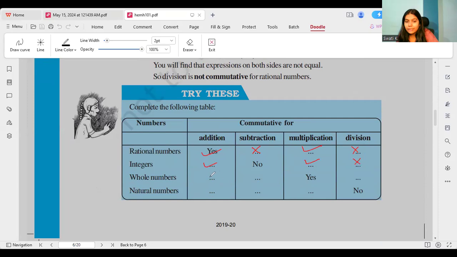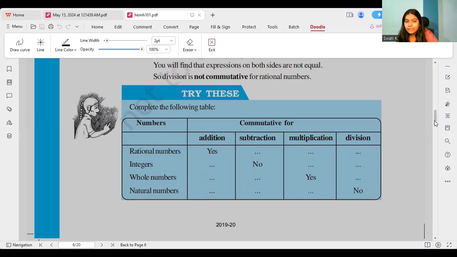Whole numbers, addition commutative, of course, yes. Subtraction commutative, no. Multiplication, yes. Division, no. For natural numbers, commutative, yes. Subtraction, no. Multiplication, yes. And division, no. So remember that for commutative property, it's not a big deal to remember this. For just addition and multiplication, it is true. But for subtraction and division, it is not true. And that's the answer. Okay.